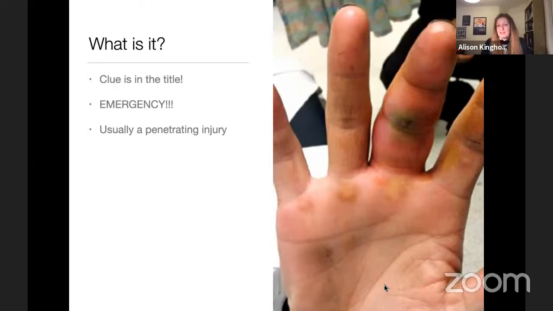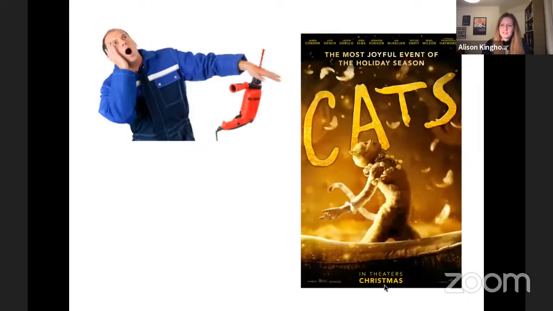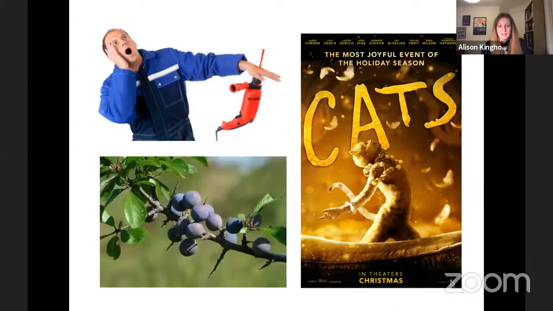Usually, but not always, this arises as a result of a penetrating injury. And there are a couple of usual suspects that have a tendency to do this. So one is ill-advised DIY. Another is cats, which are both a disaster as a film and also as a pet for the flexor tendon sheath. And the third is the extreme sport of gardening.